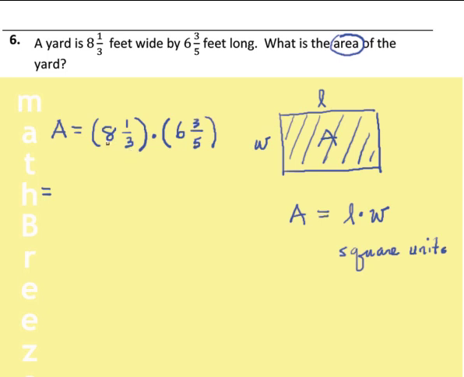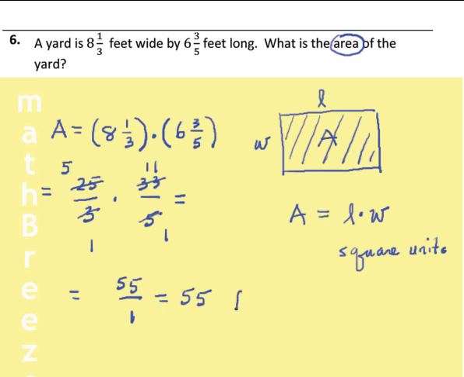So here we have 3 times 8 is 24 and 1 is 25. And 6 times 5 is 30 and 3 is 33. And let's reduce. Okay, so we can divide here by 5. And here we can divide by 3. So we're left with 5 times 11, 55 over 1 times 1, 55 over 1, or 55, and our units will be square feet. Now we can write that like this. All right, so this represents square feet.